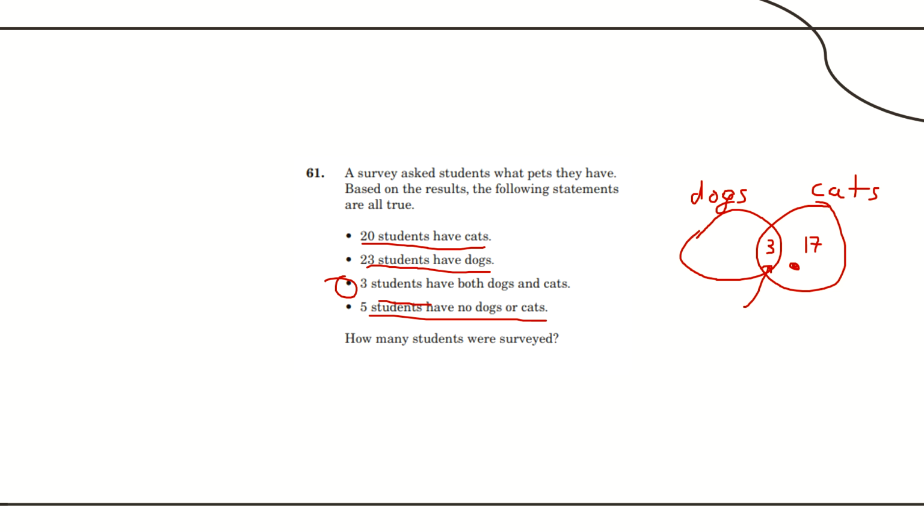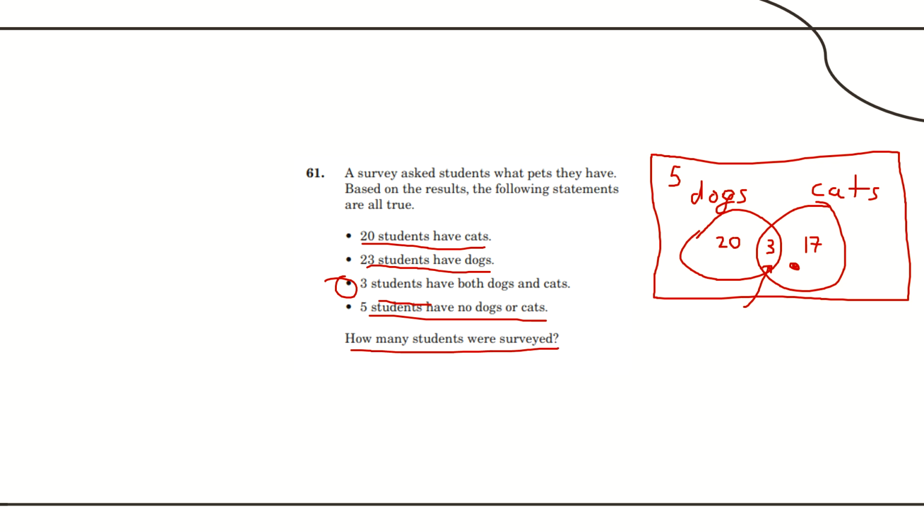Now we do the same thing for the dogs, except this time we have 23 people that have dogs, and we would have 20 students here. In total, again, 23 students would have dogs. Outside of this, we would label this as our entire data set. 5 students fall into neither of these categories.